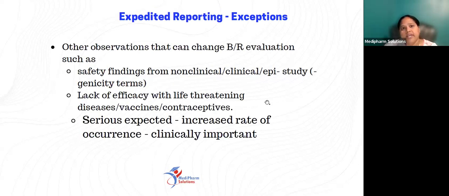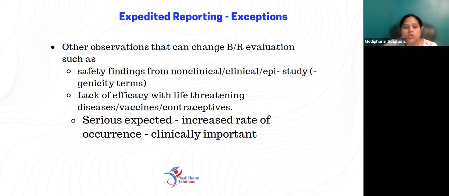Now coming to a few exceptions. This rule is not hard and fast, but there are 3 scenarios where, if you find any serious events, they have to be submitted in an expedited manner. For example, for EMA, if you find any lack of efficacy cases with life-threatening diseases, vaccines or contraceptives, you have to submit within 3 calendar days. We call that emerging safety issues.